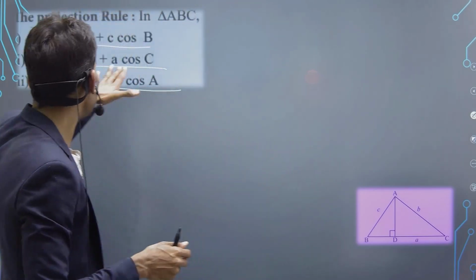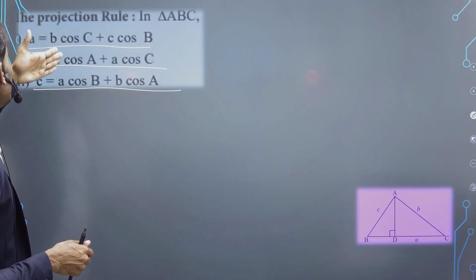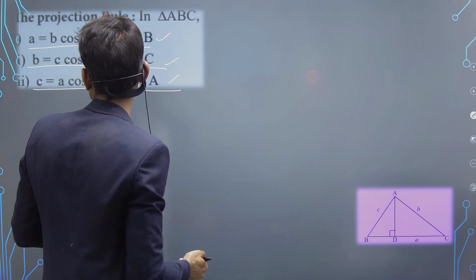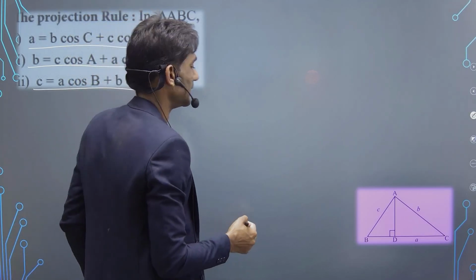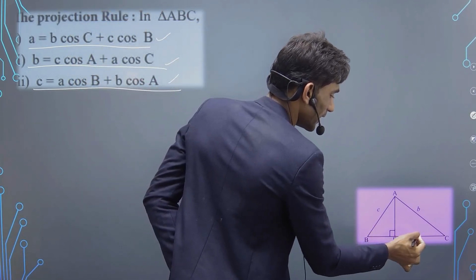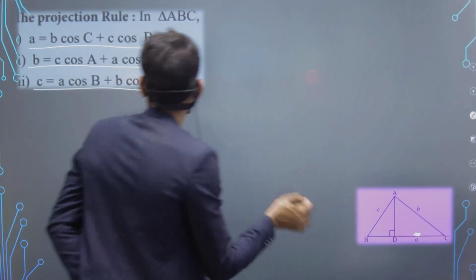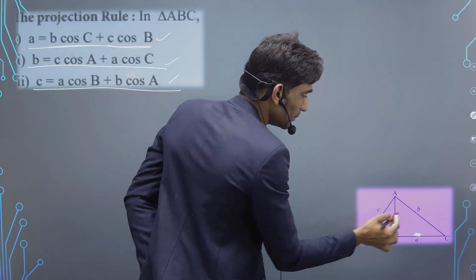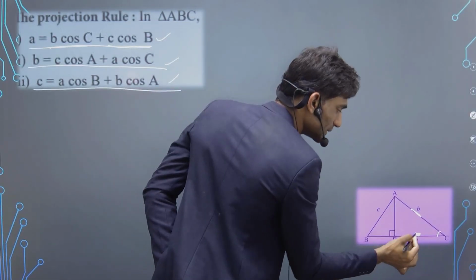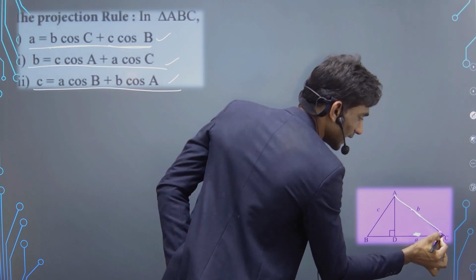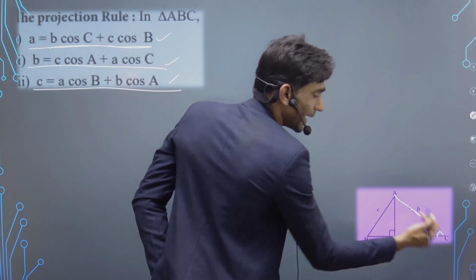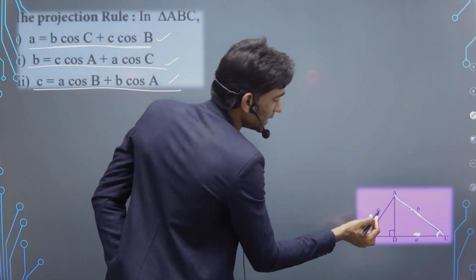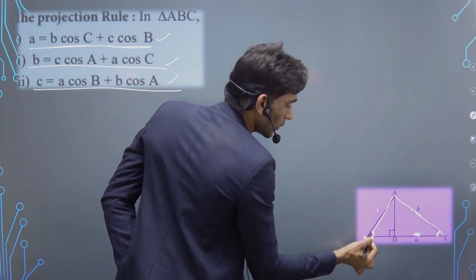To remember the different forms of our projection rule, let's go through them. Small a can be written as b cos C plus c cos B. Here b times cos of angle C, plus c cos B.